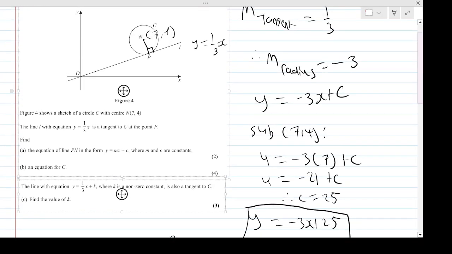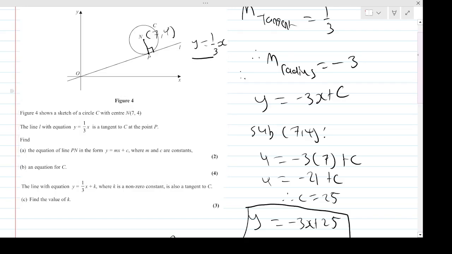Well, again, we have the radius and the tangent, so that might help me, because if I find the length of the line PN, the radius I've drawn, that will be the radius, right? The length of the radius. Well, I know the point N. To find the distance, I need to find the point P.